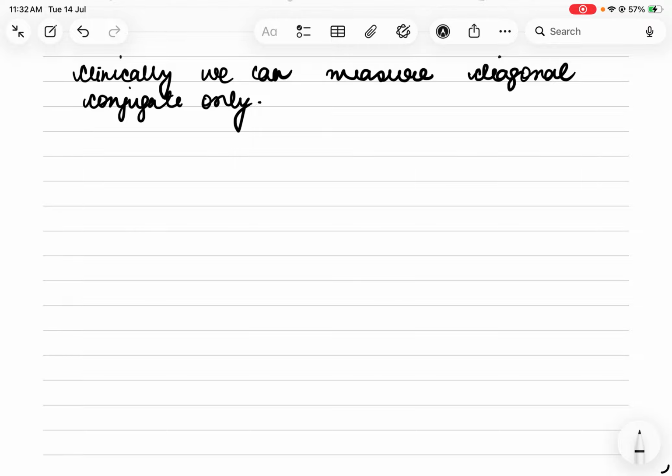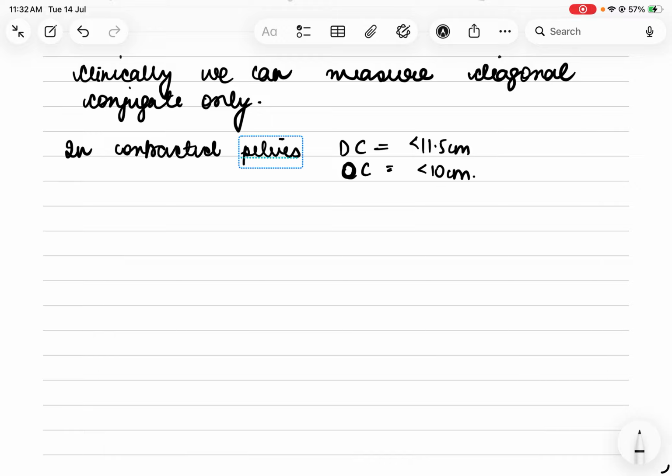The obstetric conjugate is almost equal to the diagonal conjugate. And in the contracted pelvis, the obstetric conjugate is less than 10 centimeter and diagonal conjugate is less than 11.5 centimeter. In contracted pelvis, the diagonal conjugate is less than 11.5 centimeter. Obstetric conjugate is less than 10 centimeter.